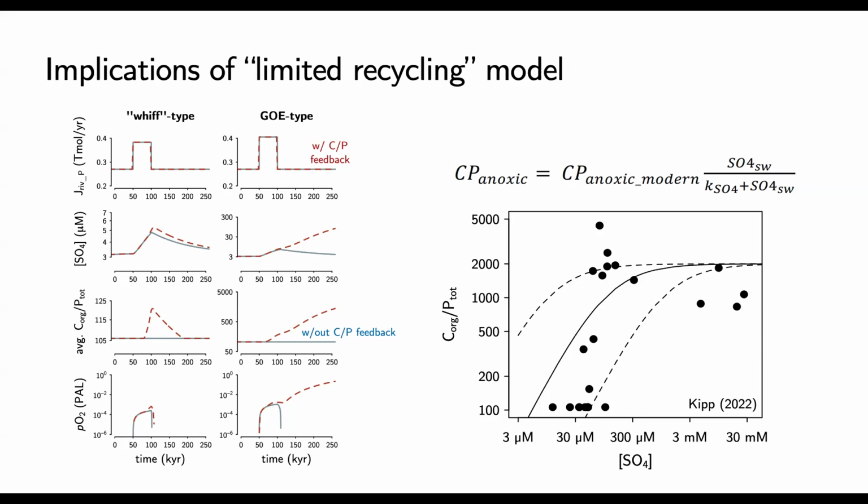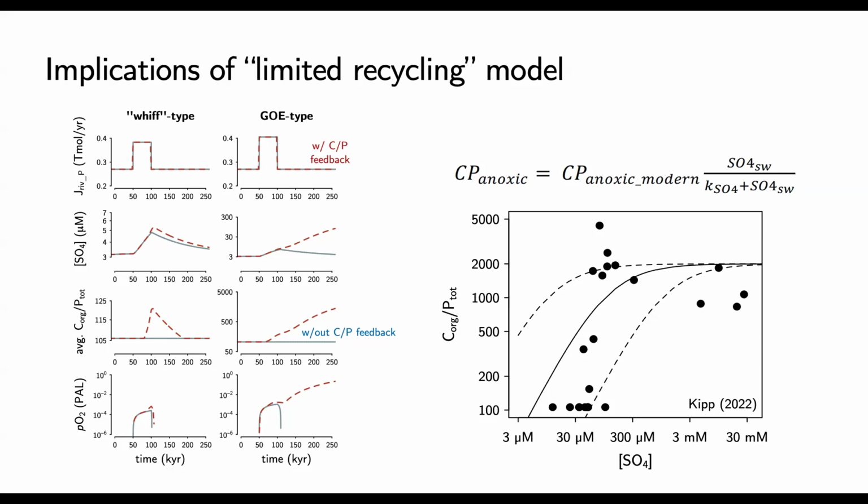And what you see is that if we allow that to be in the model, in the red dashed lines, the C to P ratio will go up during the event. And that also means that there's more phosphorus in the water column, more productivity. The PO2 pulse gets larger, and that oxygen in the atmosphere is driving oxidative weathering, bringing sulfate to seawater. And so we see the sulfate pulse occurring as well.